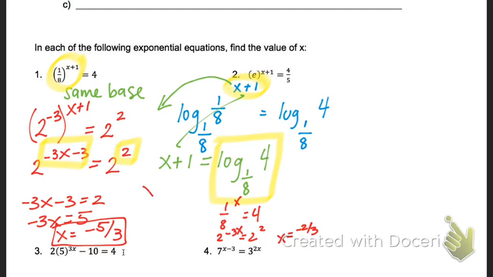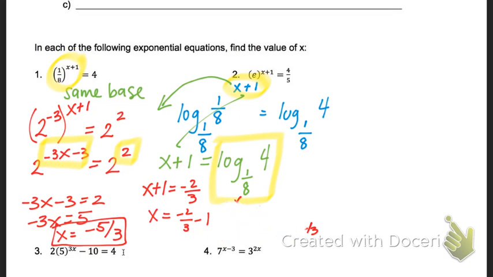So x plus 1 equals -2/3, and then you subtract 1. So -2/3 minus 1, combining fractions. Instead of saying 1, I could say 3/3, right? And -2 minus 3 is -5/3, which is the same answer that we got? Yes.